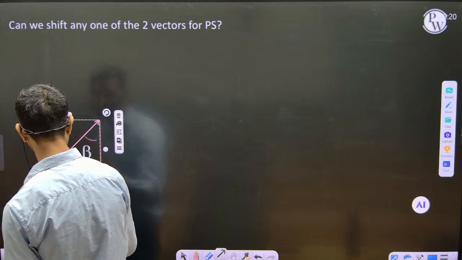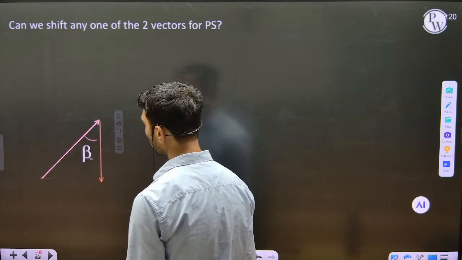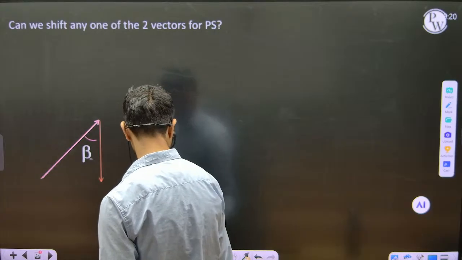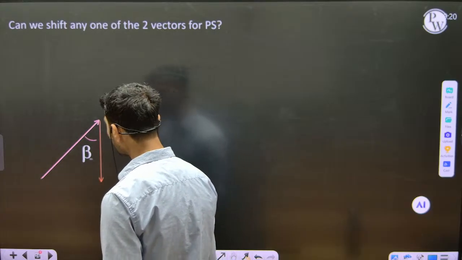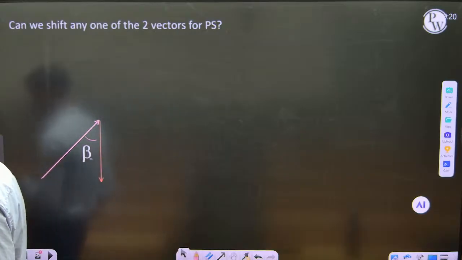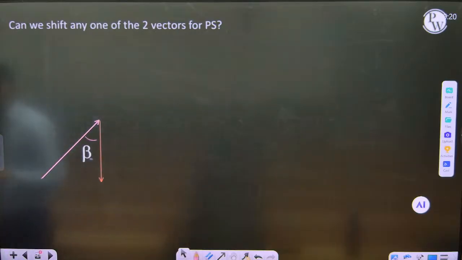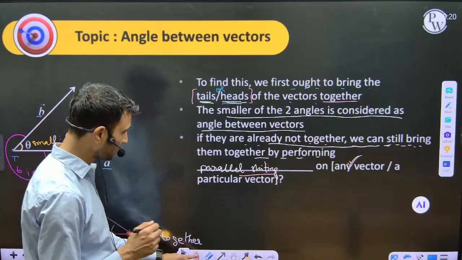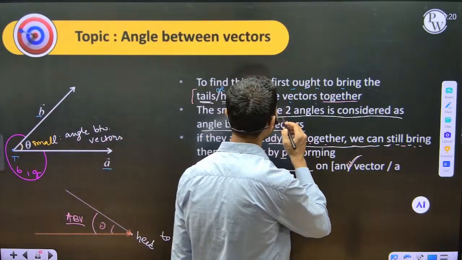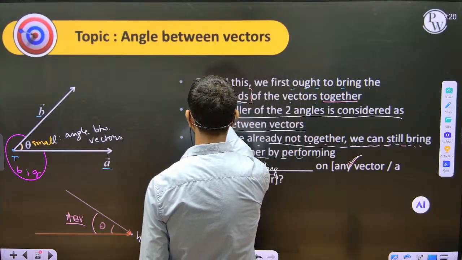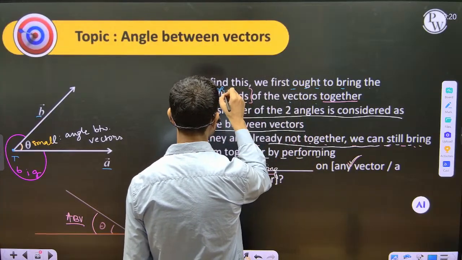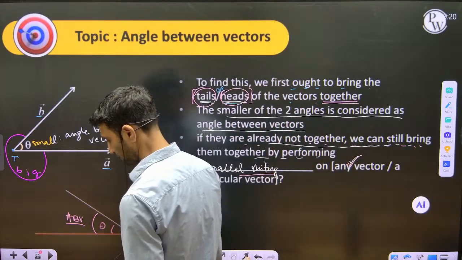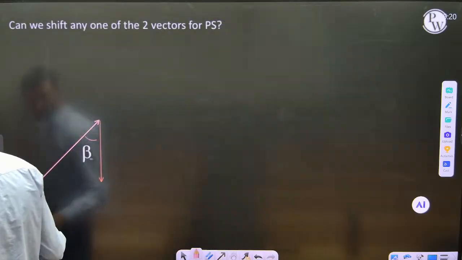So this is one of the vectors and this is one of the vectors, right? Which one shall we move? We can move any of the vectors, right? Let's move this vector. And we have to move it in such a way that, what is the condition? Remember the condition. The condition was either the tails or the heads should be together, right? Which is not the case right now.